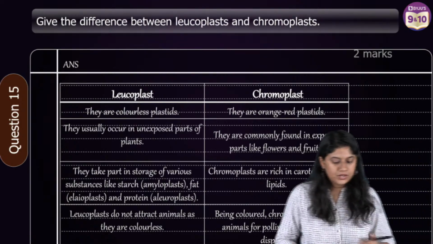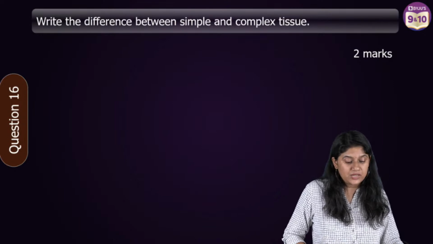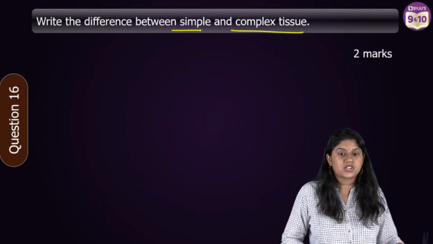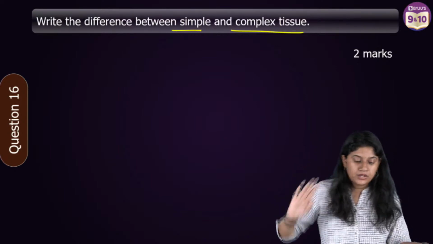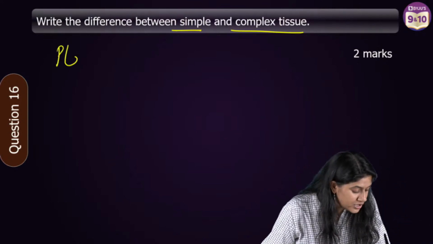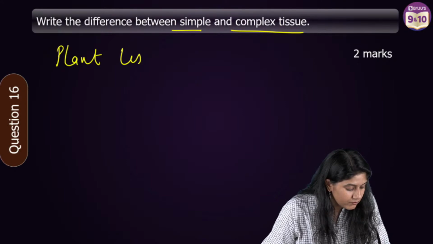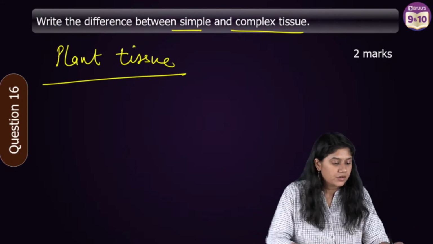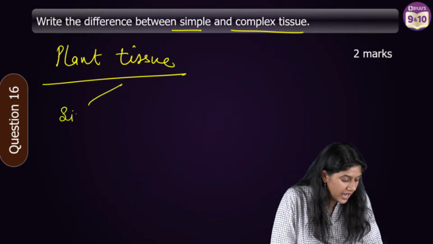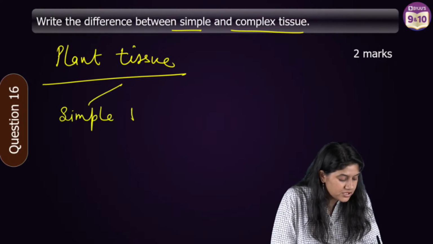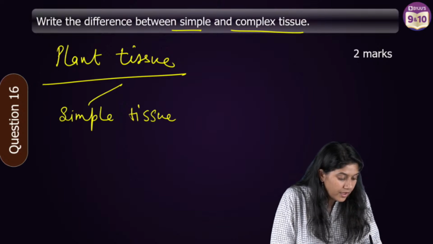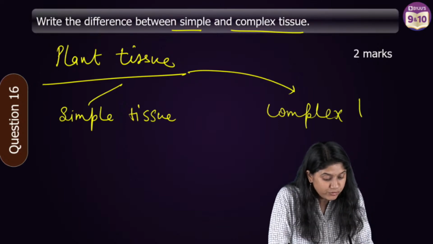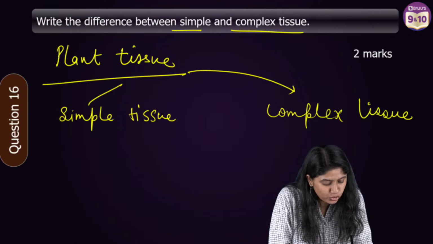Okay, let's go. Question number 16, everyone, on our screen for 2 marks. Write the difference between simple and complex tissue. Please raise your hand first of all. We know that plant tissue is divided under 2 main categories, right? We have simple tissue, and then of course we have complex tissue.